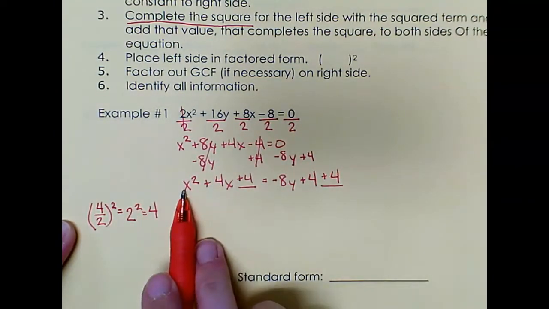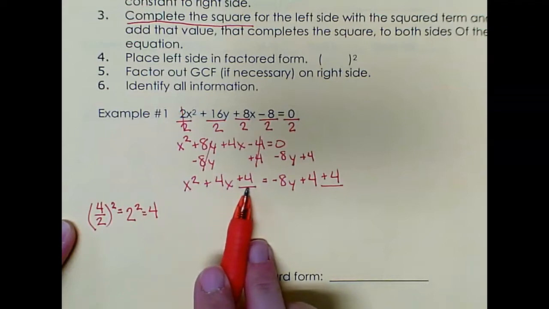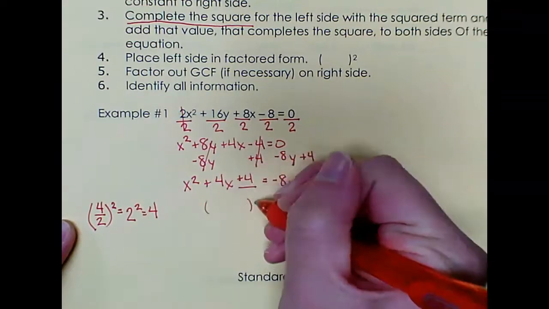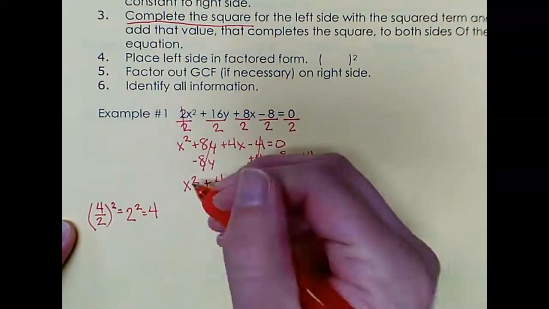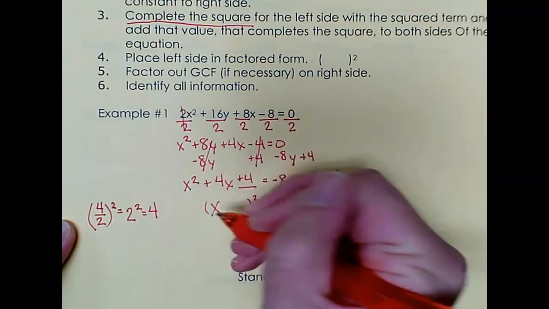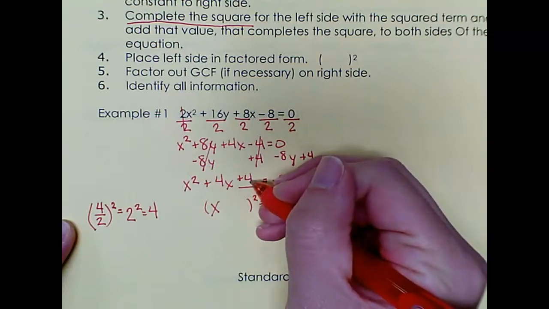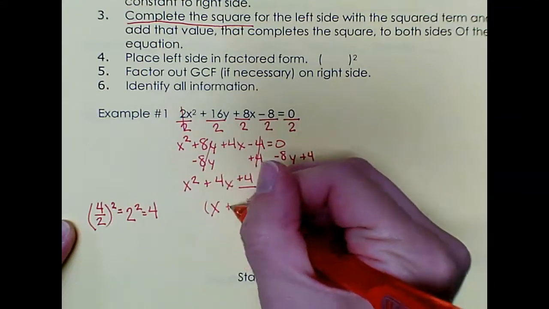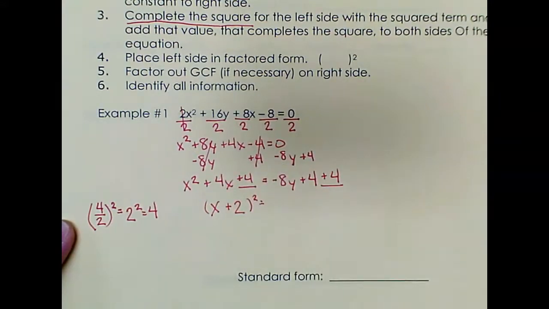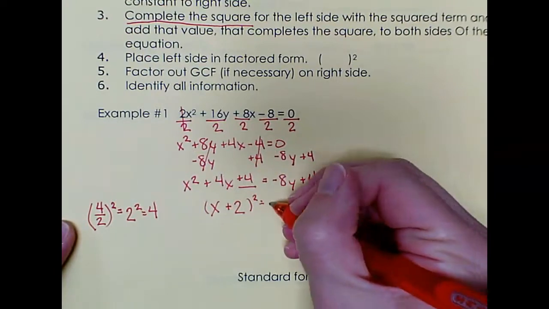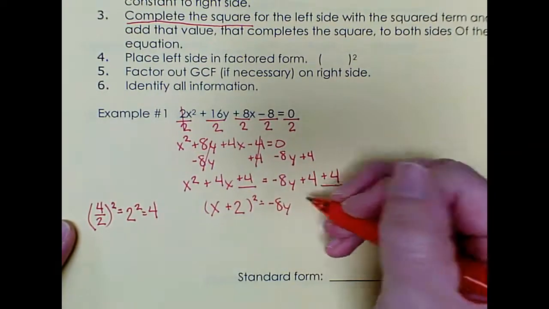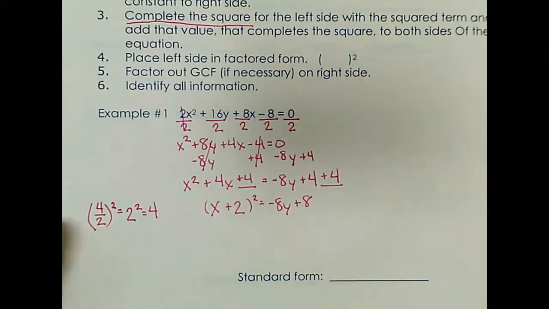Now, when I factor this perfect square trinomial, I get a binomial squared. The square root of x squared is x. The square root of 4 is 2, and I'm using the positive value. And then the right side, I have negative 8y plus 4, so plus 8. So we're getting awfully close to that standard form.